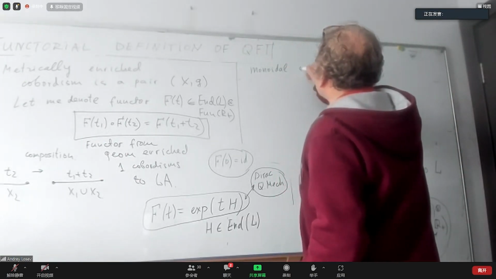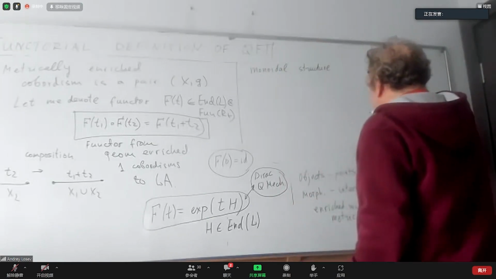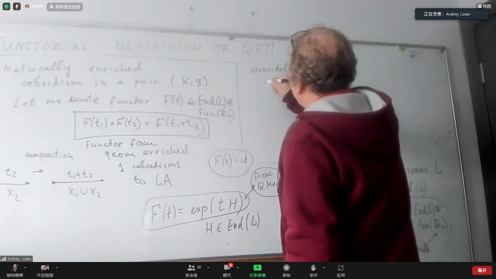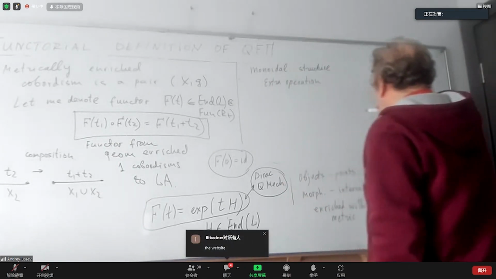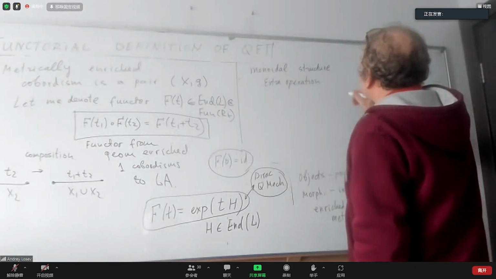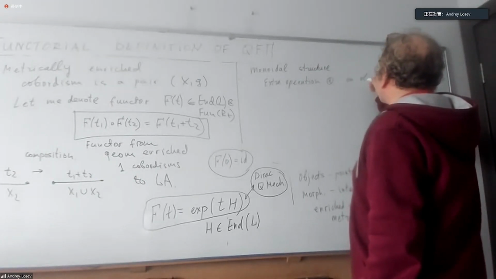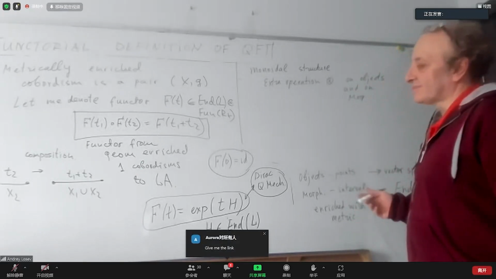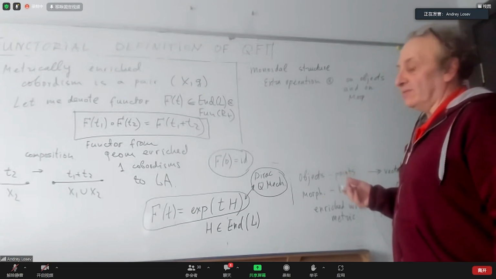Monoidal structure. Monoidal structure means that you have an extra operation that I will call like this, on objects and on morphisms. Instead of giving definitions, let me try to explain to you what I mean.